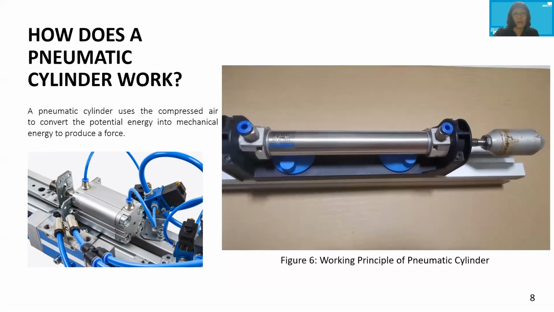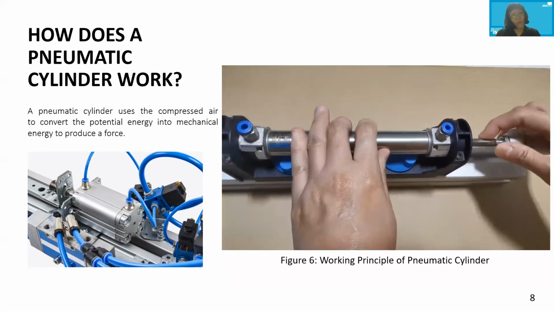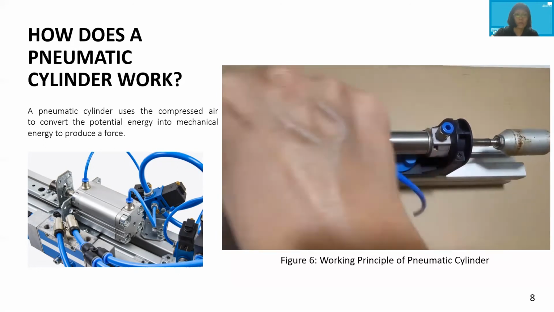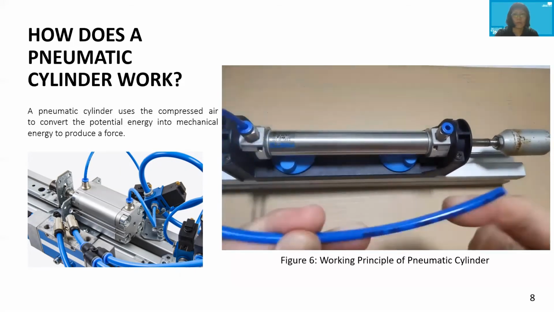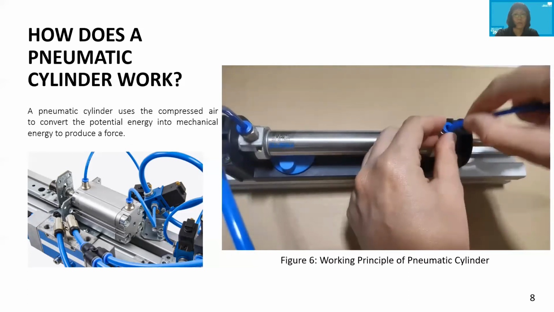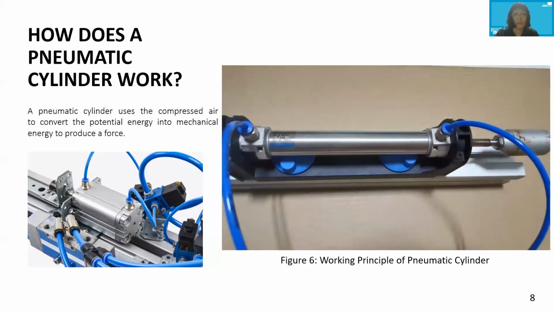Over here, you can see that this is one of the cylinders you can find in our lab. This is the ball side of the cylinder, and this is the rod side of the cylinder, as you can see. So these are the air ports. Over here in the air port, you'll plug in the pneumatic air tubing. And over here you can also plug in the pneumatic air tubing for the rod side of the cylinder.